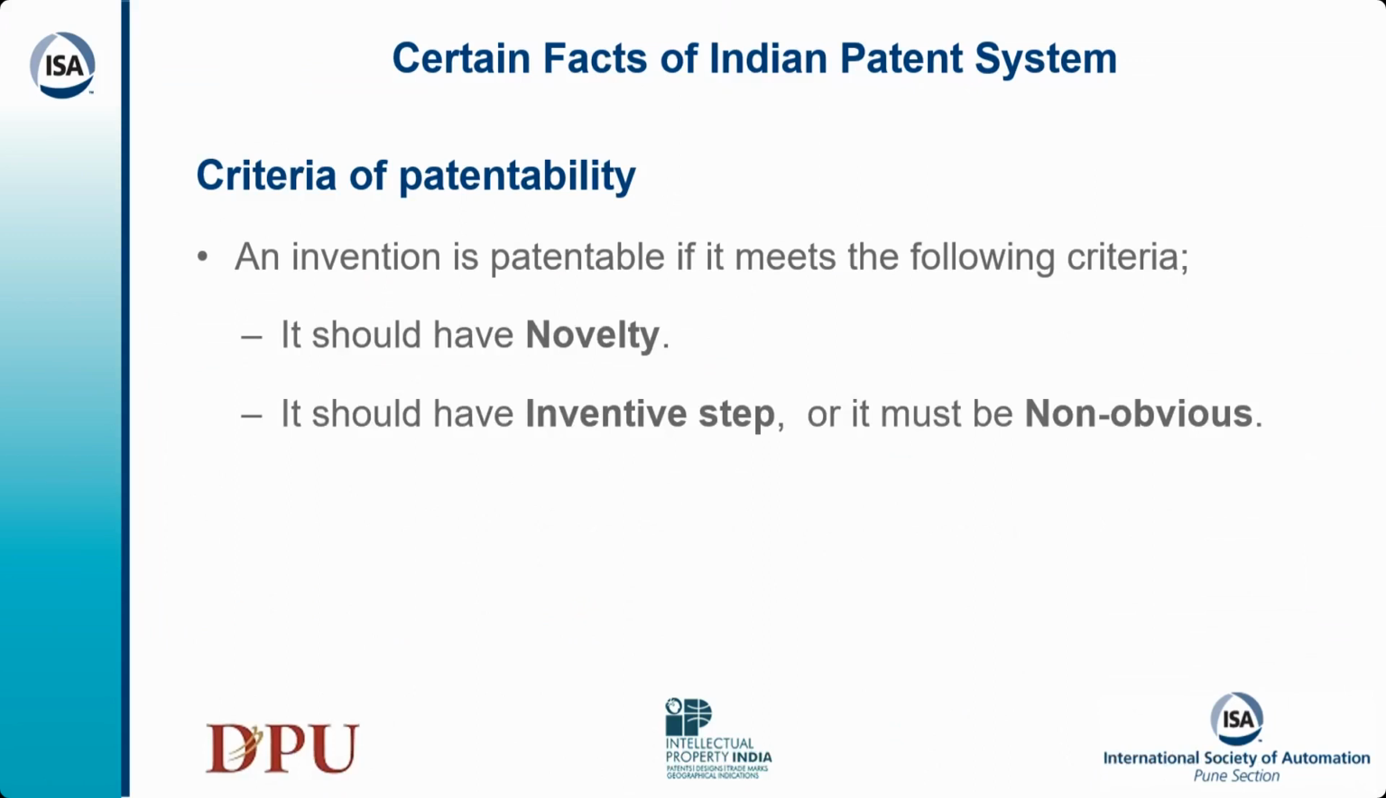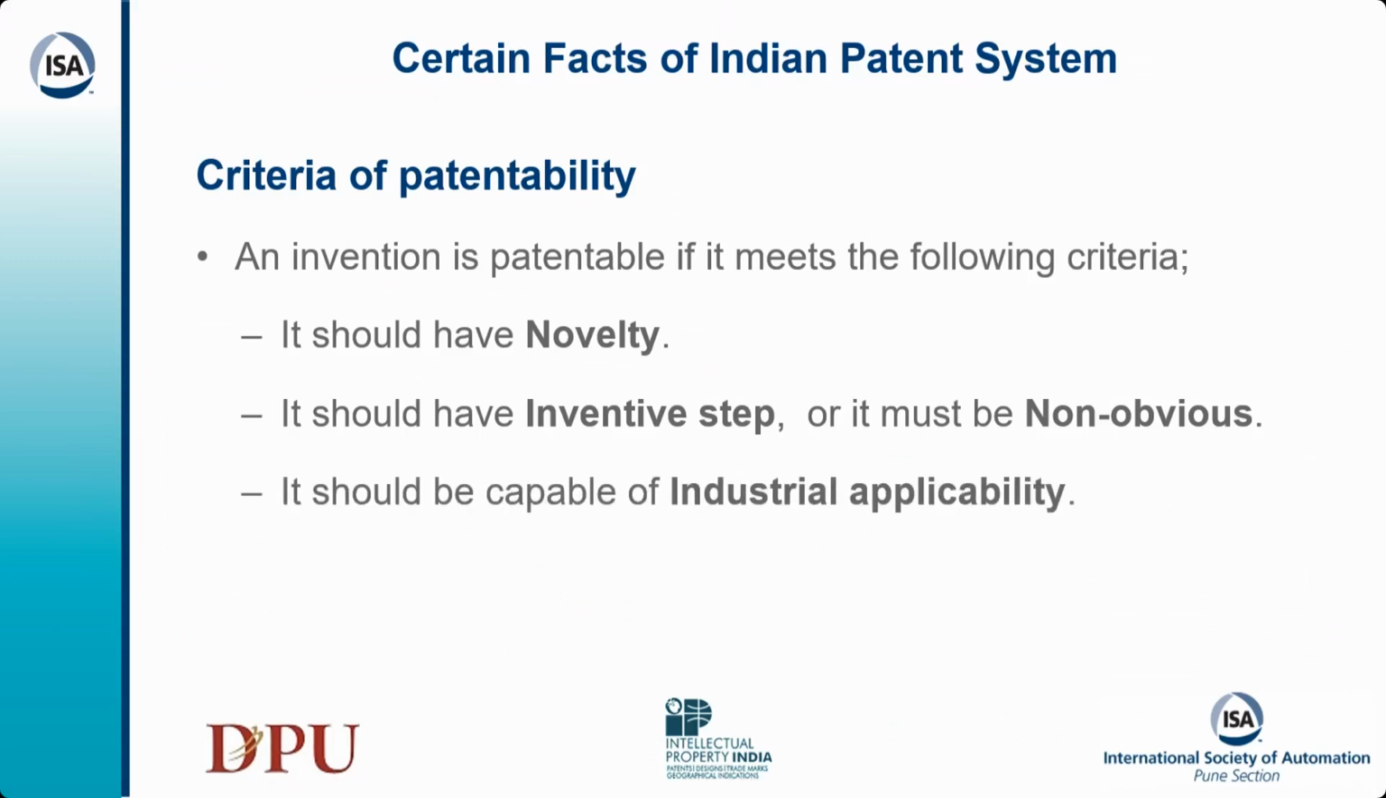Second condition for patent is it should have an inventive step, or it must be non-obvious. This is another mandatory condition for grant of the patent. And third and most important, it should be capable of industrial applicability. Means whenever you have an invention, that invention must have industrial applicability. I hope you understand this.